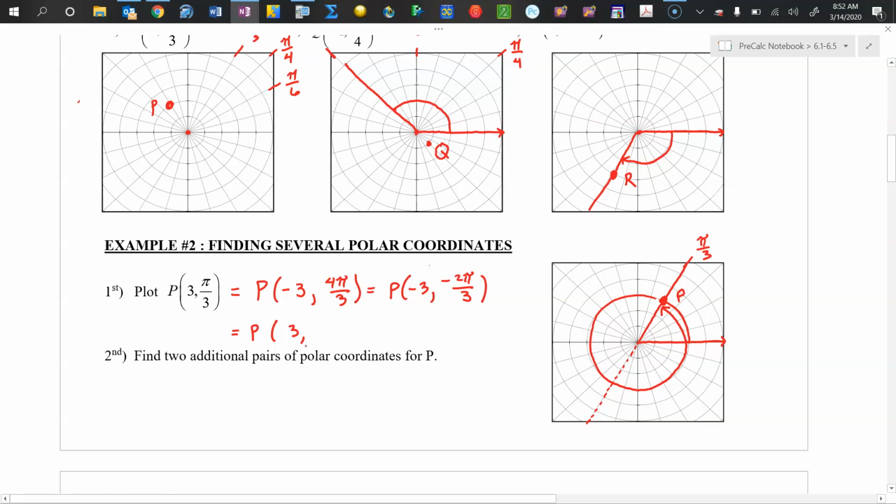Or if we wanted to, we could use a directed distance of +3 and add any multiple of 2 pi, or subtract any multiple of 2 pi from pi over 3. An example of that would be pi over 3 plus 6 pi over 3, or 7 pi over 3. Or if we wanted to subtract, we could use 3 and our directed angle of pi over 3 minus 6 pi over 3 would be -5 pi over 3.